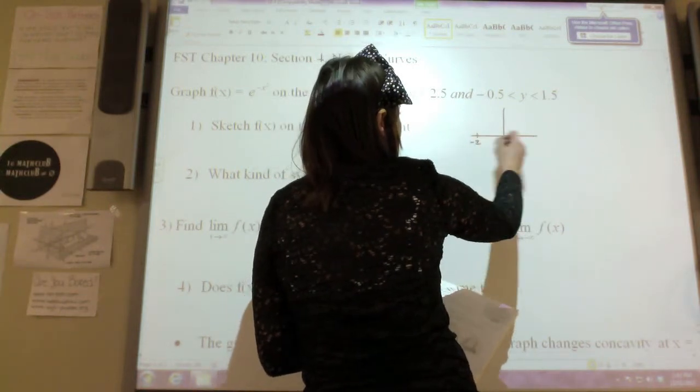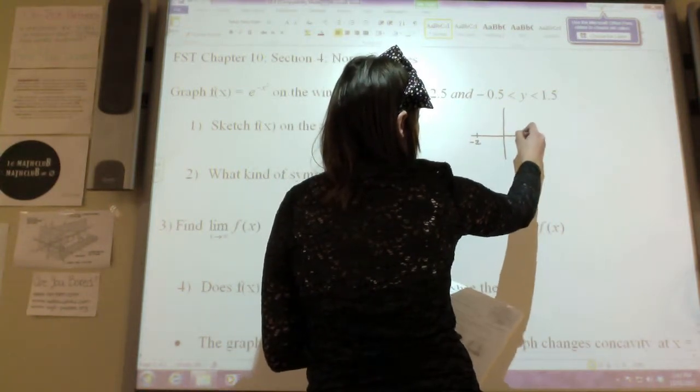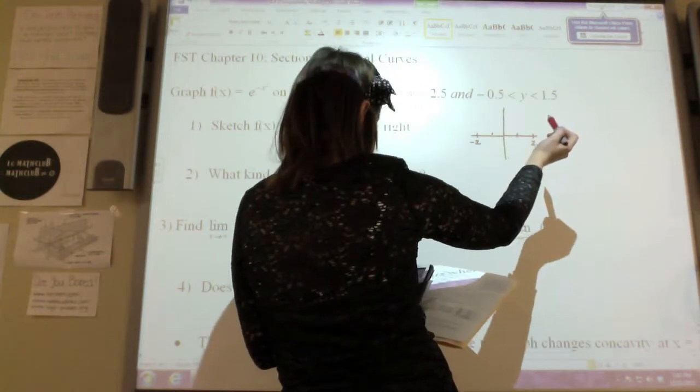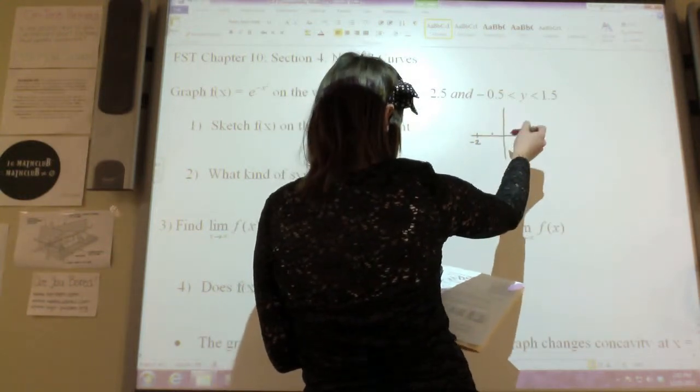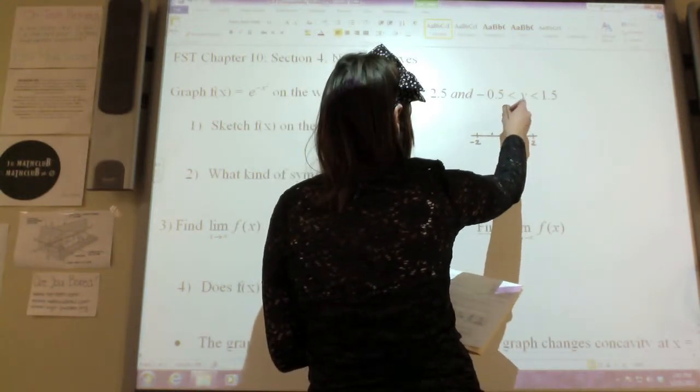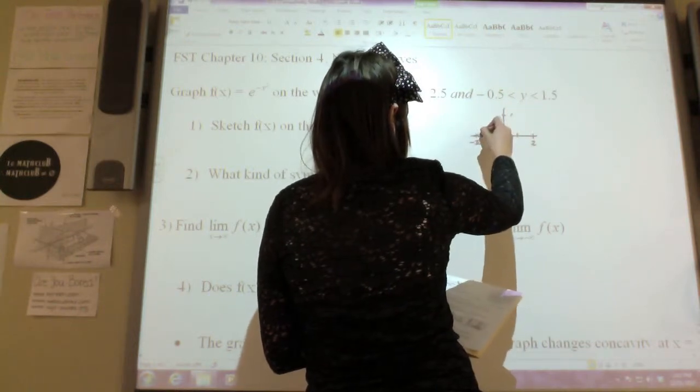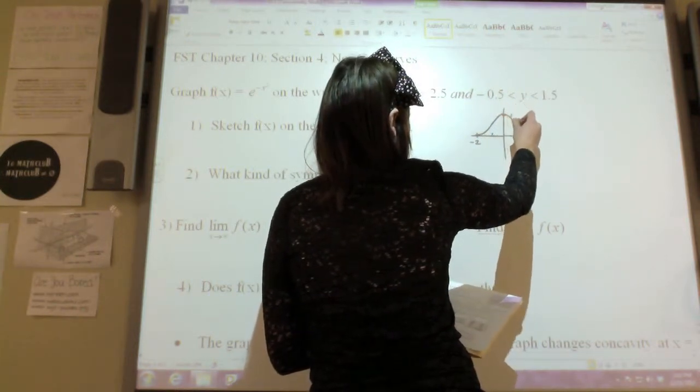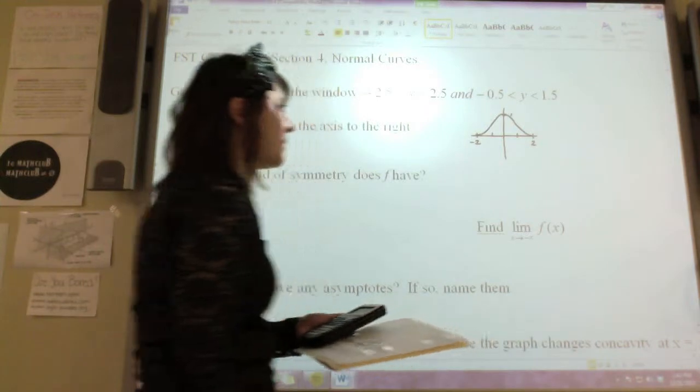Okay, so this is about negative 2. This is about 2. Okay, it looks like it goes up to 1. It looks something like this.